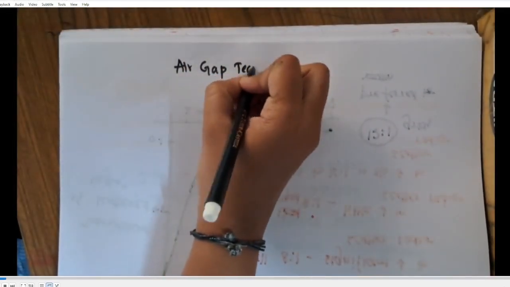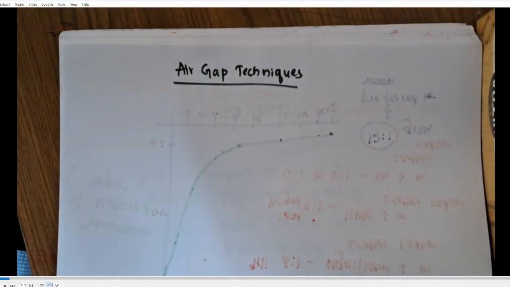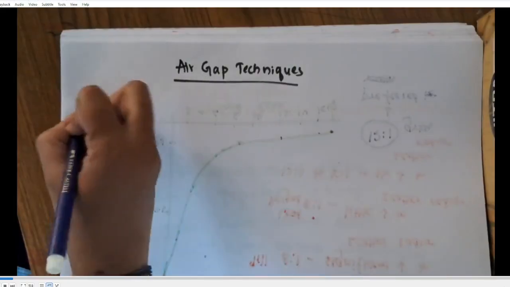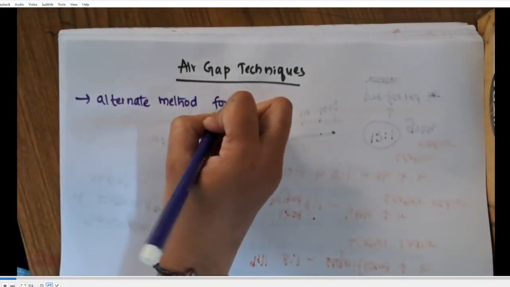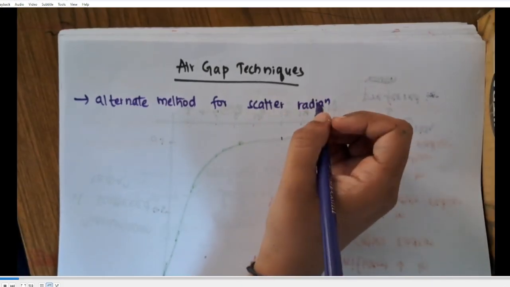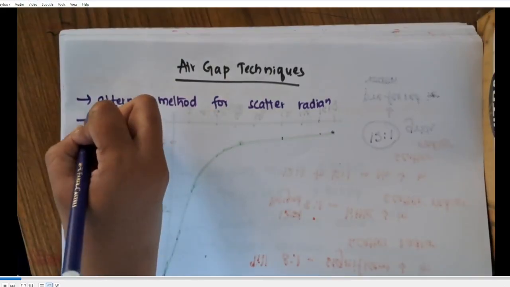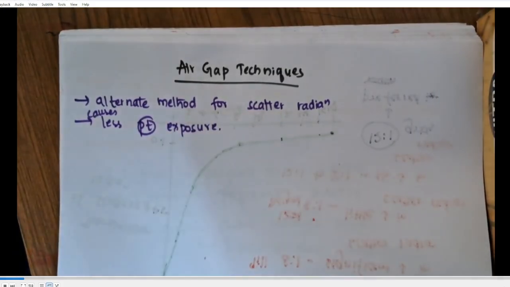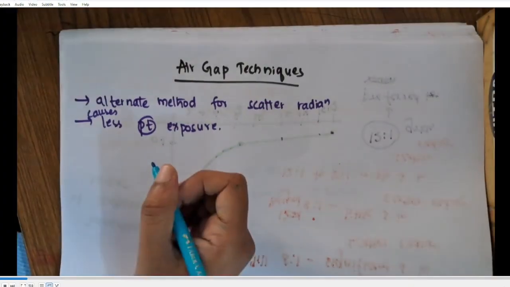Hello friends, let us now learn some important points about the air gap techniques. In the air gap techniques, the X-ray grid is very important to reduce the scatter radiation with larger radiographic fields. But there is one more alternate method for reducing the scatter radiation: the air gap technique. It is an alternate method for scatter radiation reduction and it causes less patient exposure.